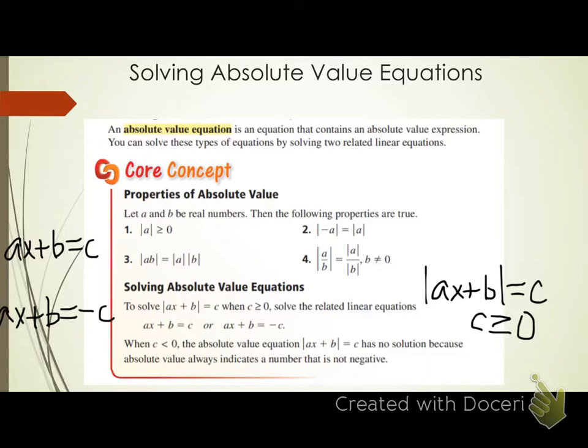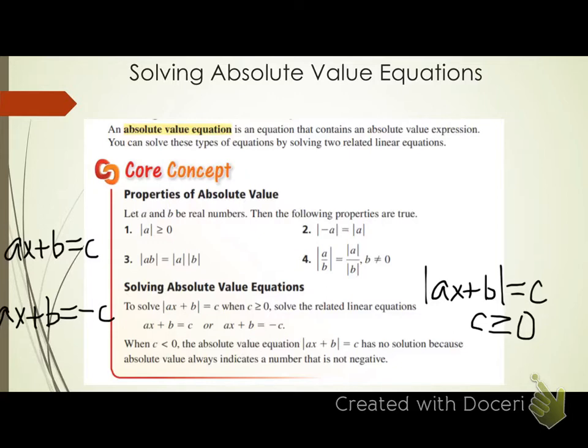I'm just talking about the looks of them right now, not answer-wise or anything like that. They have the same variables. Are they almost exactly the same? Yeah. What's different about them? The absolute value bars, right?